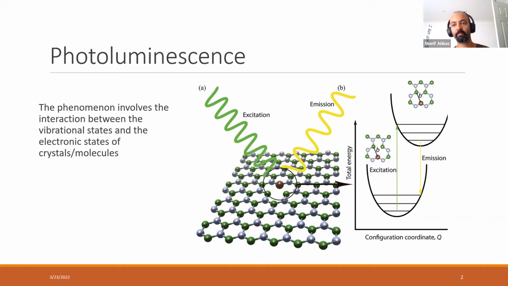So if a material, for example, emits red light, you're going to see a lot of intensity around the red light, whether the energy axis is in eV or nanometers.